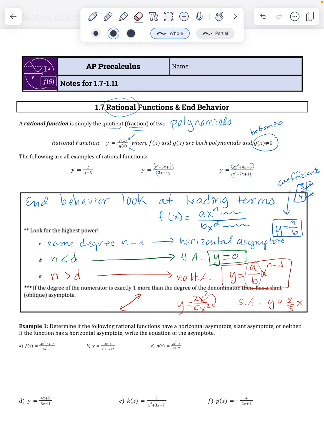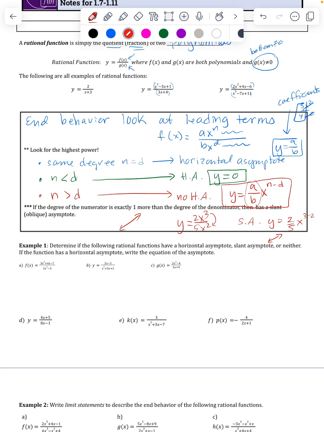Sorry, I wrote a b there. Oh, no, that's correct. That's coefficient. Sorry about that. And then my power would have been 3 minus 2, which is just to the 1 power. And keep in mind, that's just a line that slopes upward. So that's kind of the gist of what we're getting at. We'll talk more about slant asymptotes on day 2. For now, let's just practice the horizontal asymptotes and such.